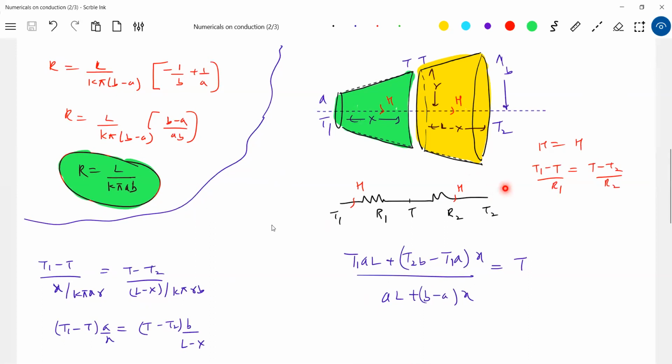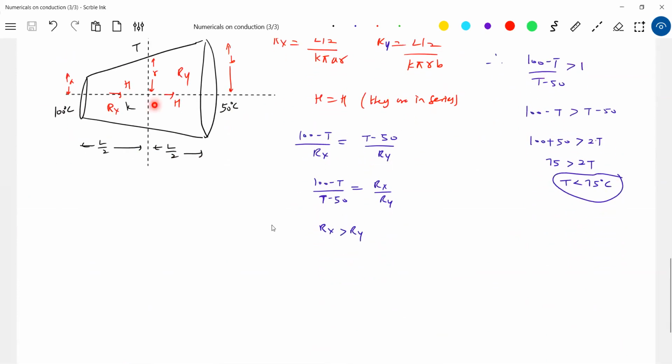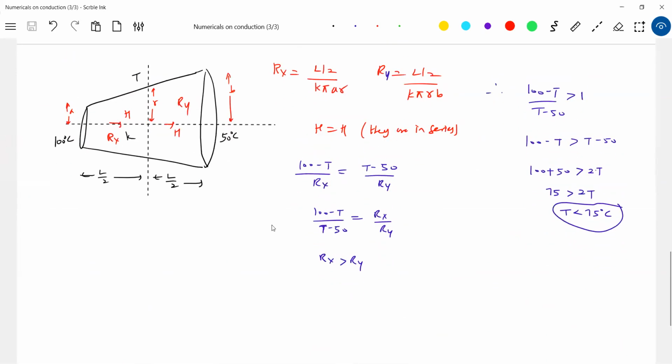The first one here: what is the temperature at a distance x? Then, at the midpoint, what will be the temperature? He may ask the temperature here, and then you have to use that formula. He may ask whether it is greater than, less than or equal. The mathematics is this one.